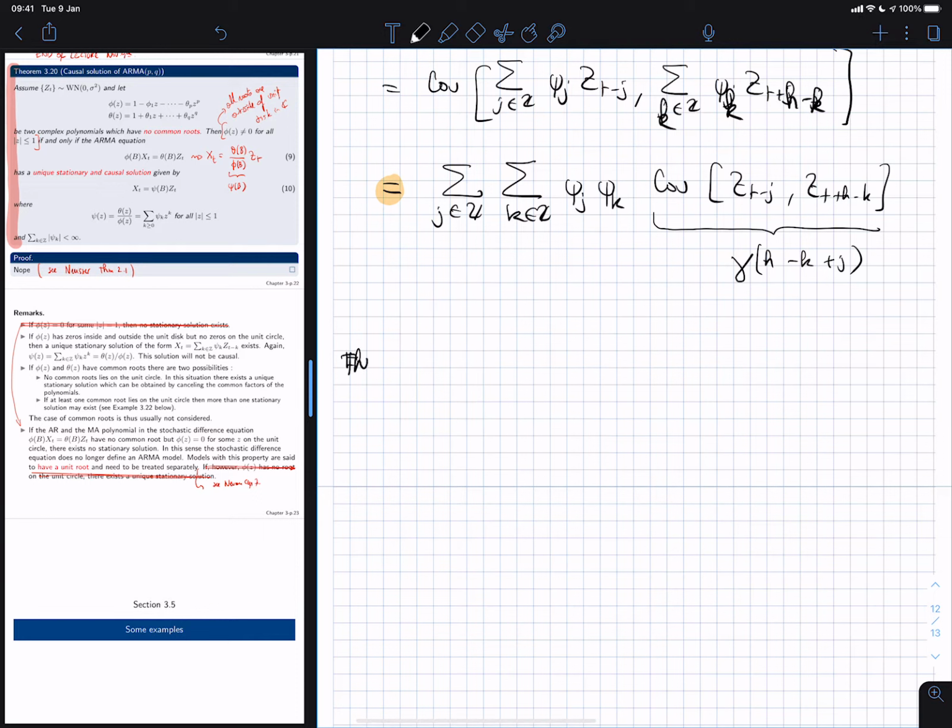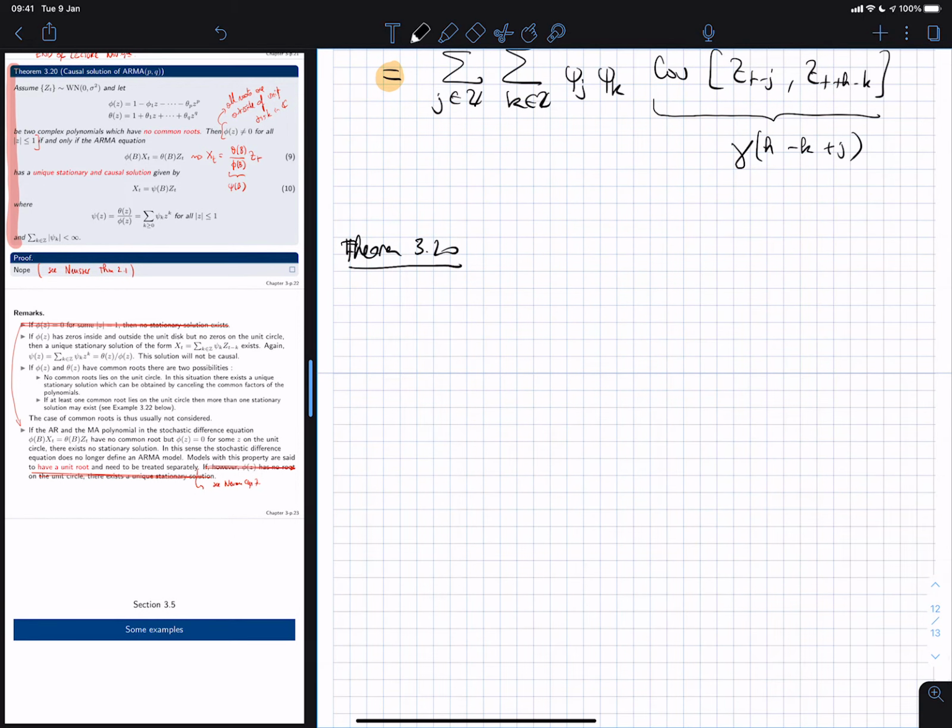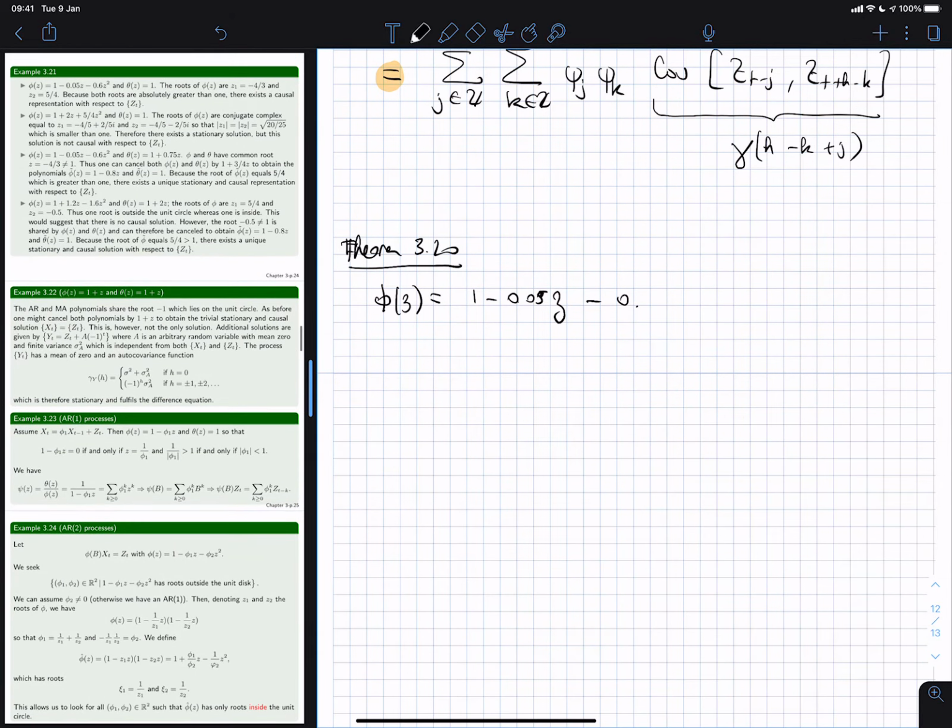So theorem 3.20, I considered the case phi of z is equal to 1 minus 0.05 z minus 0.6 z squared. I take theta of z, which is 1.